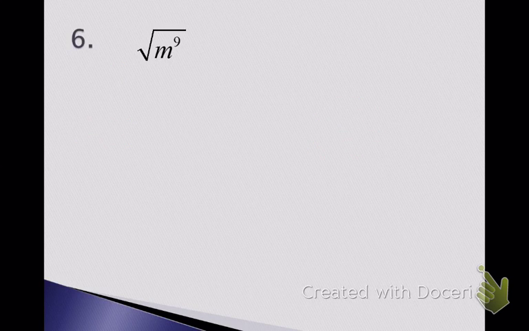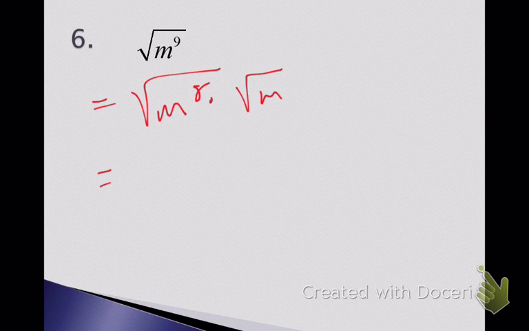What is the square root of m to the 9th? Take a couple of seconds. Well, hopefully you've split this up into m to the 8th times m, right? Or the square root of m to the 8th times the square root of m. The square root of m to the 8th is m to the 4th. And so we get m to the 4th times the square root of m. Okay?